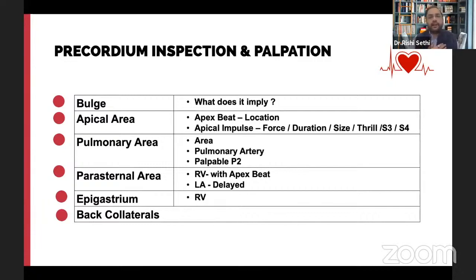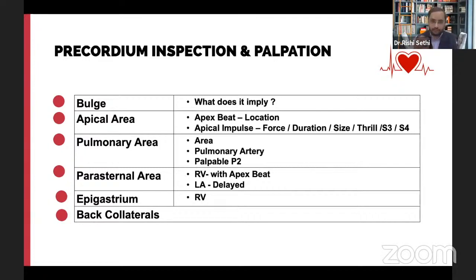The next part of palpation is the pulmonary area. In the pulmonary area, you generally look for pulmonary artery and palpable P2. They are again not the same things. When you are saying a palpable pulmonary artery, you mean a pulmonary artery that is dilated in a high flow situation. And when you are talking about a palpable P2, you are committing yourself to a pulmonary arterial hypertension. So palpable P2 is a gentle tap-like sound, a feeling that you feel in the second left intercostal space in the pulmonary area.